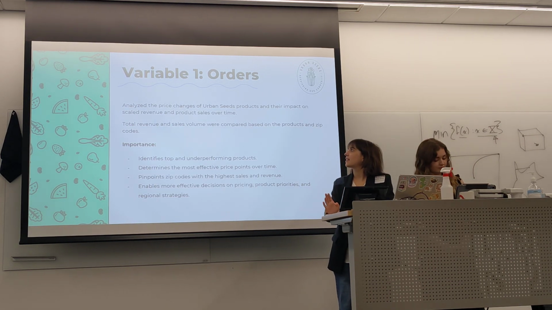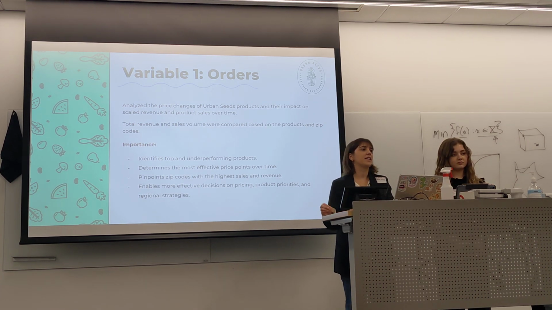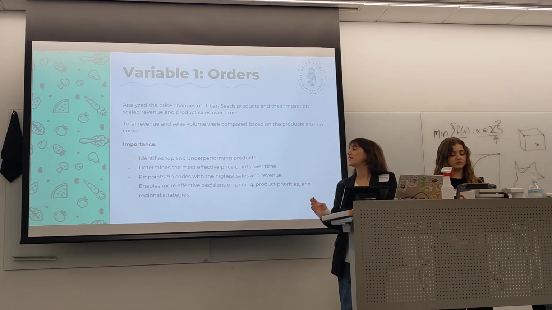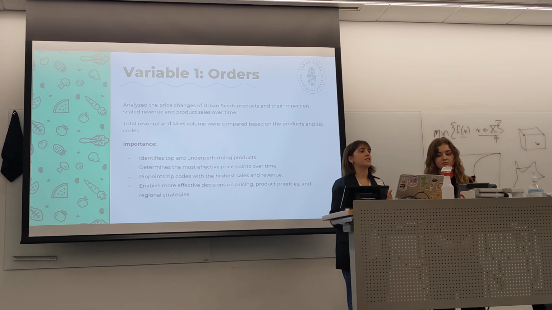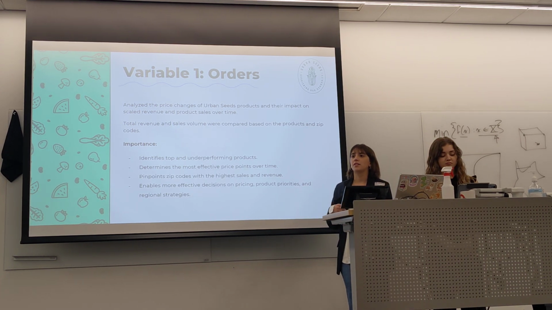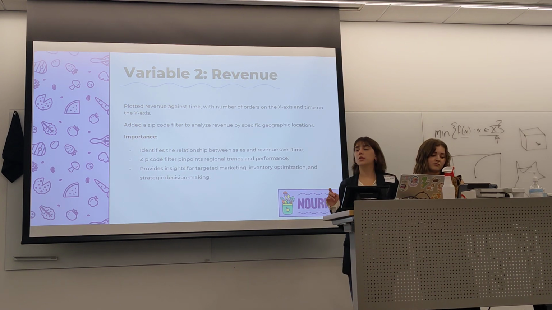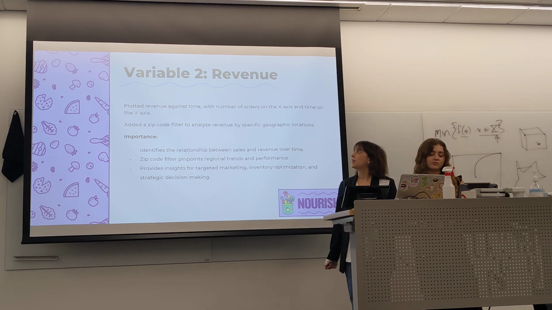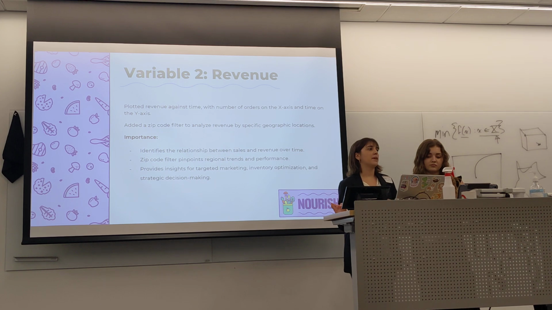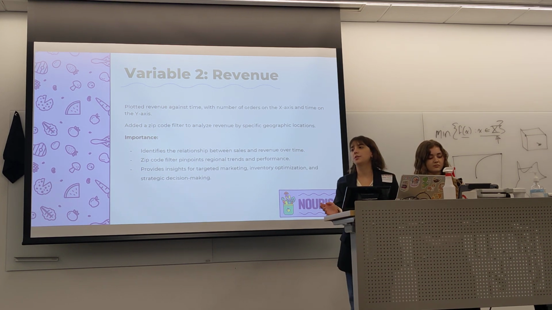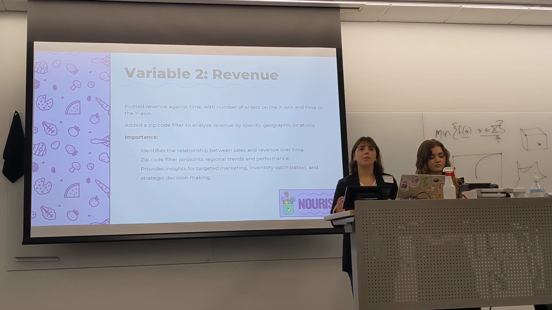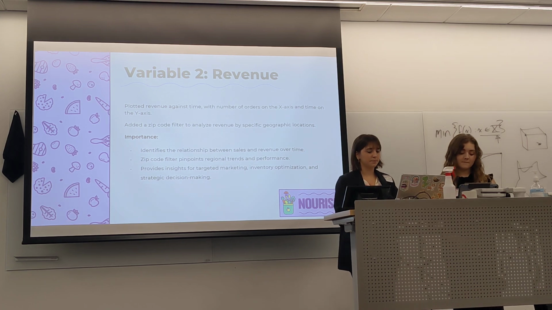So the first variable we looked at was the orders. One thing that made it a little bit difficult was they went through several price changes of their products. So we analyzed where these price changes occurred and how that affected the number of orders they were getting and the total revenue. And then we looked more closely into revenue as a whole. We analyzed it against time, and then we also had a filter where you could choose what zip code it was in. So they could see what zip codes were bringing in the most revenue.